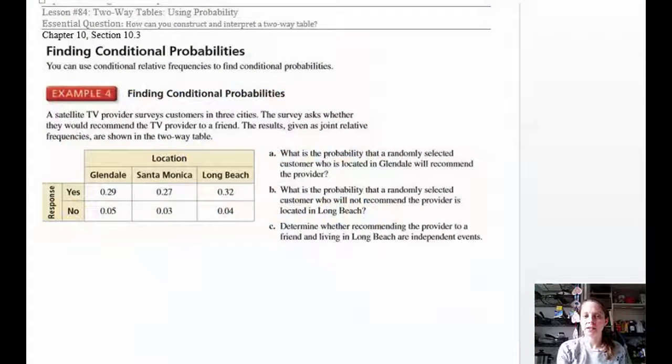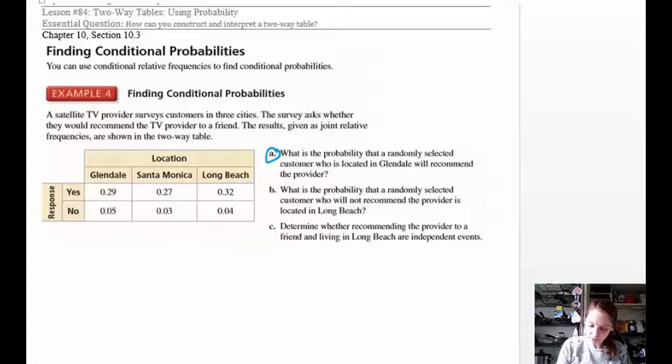Finding conditional probabilities. You can use conditional relative frequencies to find conditional probabilities. Example 4. A satellite TV provider surveys customers in 3 cities. The survey asks whether they would recommend the TV provider to a friend. The results given as joint relative frequencies are shown in the two-way table. A. What is the probability that a randomly selected customer who is located in Glendale will recommend the provider?